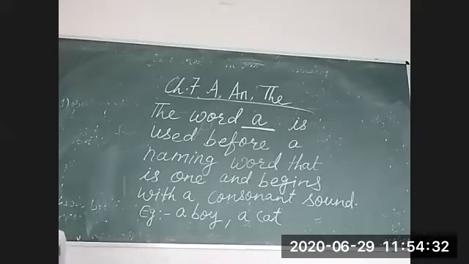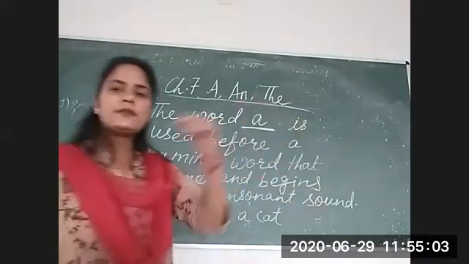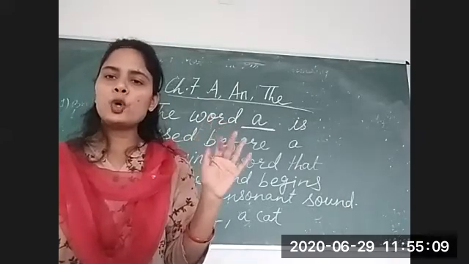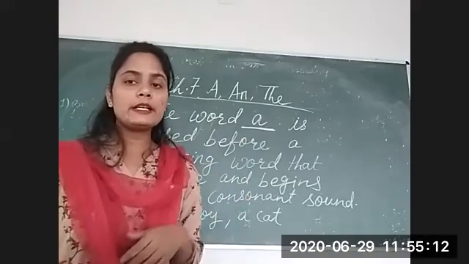So, as I was telling you all, the word A is used before a noun, before a naming word that is one and begins with a consonant sound. A is used with a word that begins with a consonant sound. You have already read about vowels and consonants. How many vowels are there? 5 vowels are there: A, E, I, O, U.